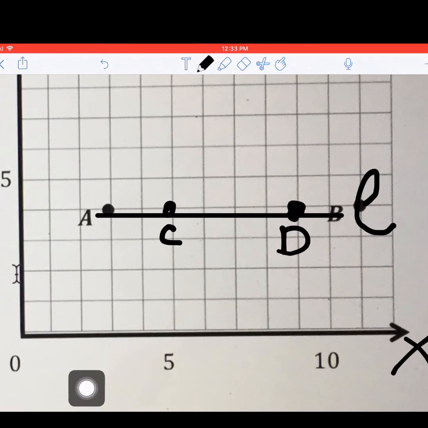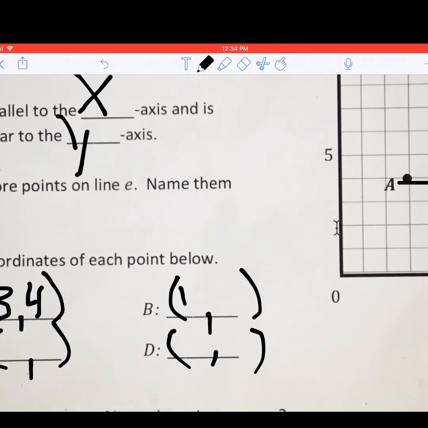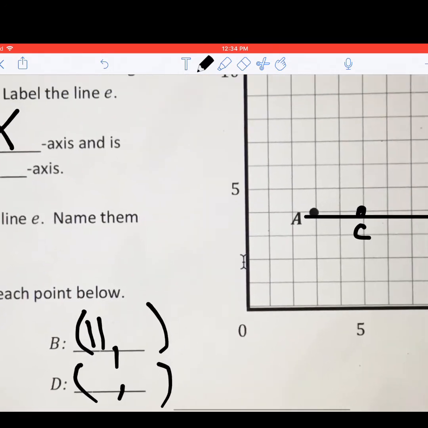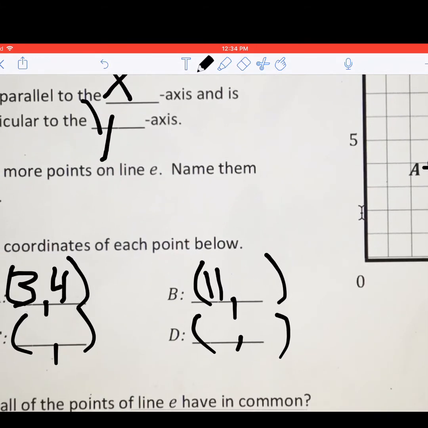Now my B, I had to zoom in because my line E is kind of on that. I'm using my graph below, so it says 10, and the B is 1 more space in, so it has to be 11 for my x-axis. And then 1, 2, 3, 4 spaces up again.